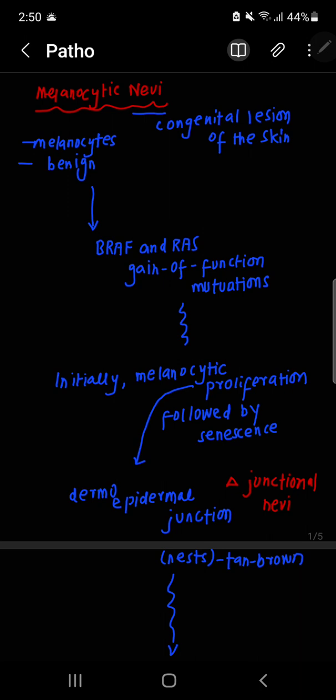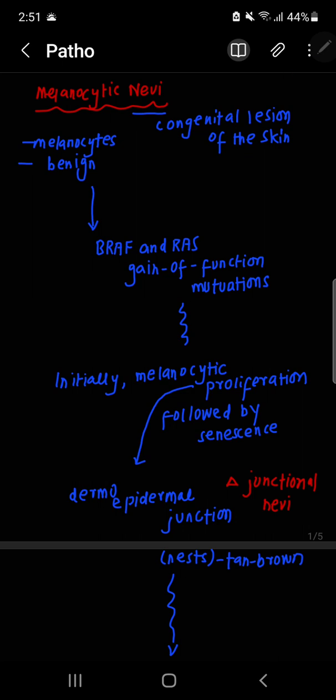Okay, so what is a nevus? It is a congenital lesion of the skin, and melanocytic, as the name indicates, arises from melanocytes, and it is benign. It can be congenital, and a melanocytic nevus can also be acquired. Strictly speaking, the term nevus denotes any congenital lesion of the skin. The melanocytic nevus, however, refers to any benign congenital or acquired neoplasm of melanocytes.